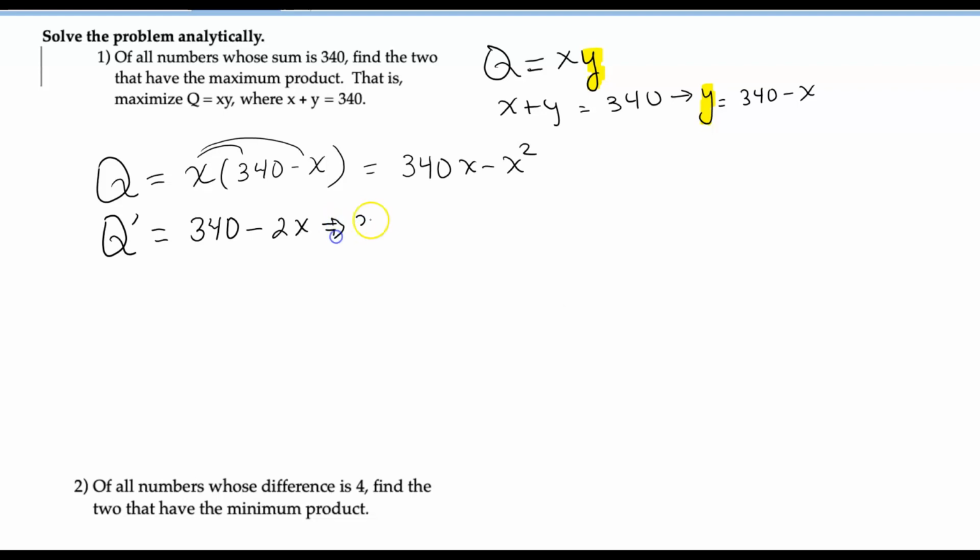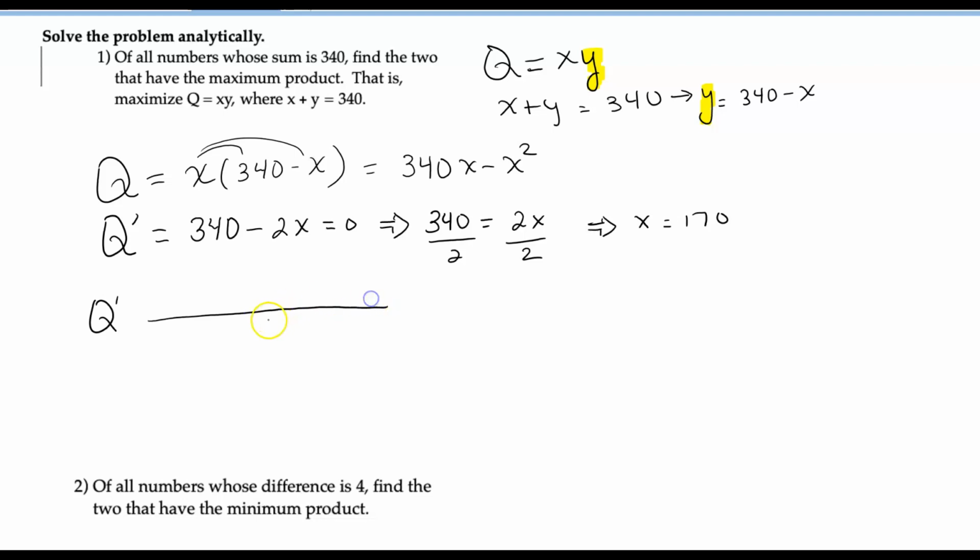So let's go ahead and write out that 340. Oh, by the way, I've got to set it equal to 0. That's what I was missing there. So I'm going to write out that 340 equals 2x, and I divide both sides by 2, and I get the fact that x equals 170. But I'm not done, because I have to use the first derivative test to test the critical point, in this case 170, to make sure that it yields a maximal product.